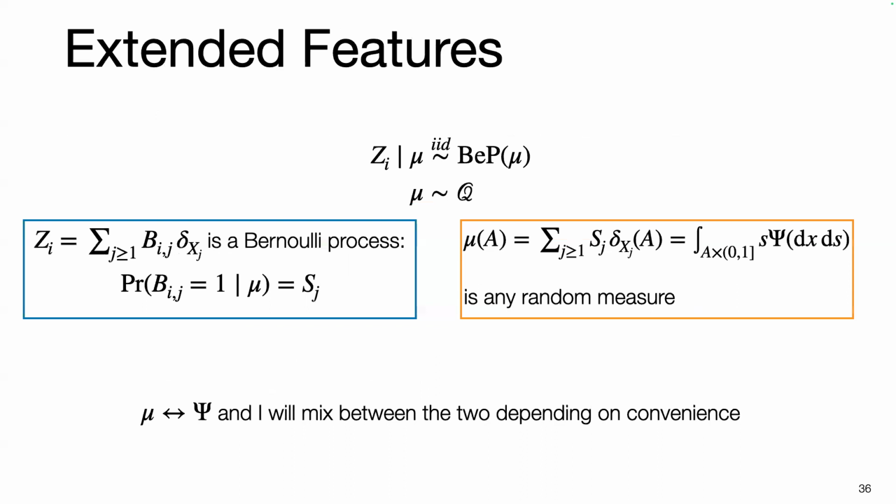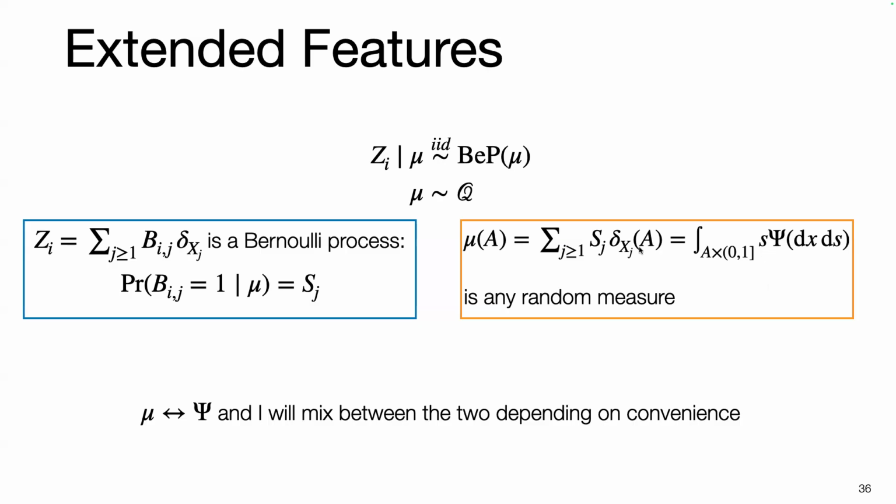And to answer this question, we set ourselves in the extended feature framework, where the likelihood is just as before. And for the prior, we simply assume that mu is an almost surely discrete random measure with jumps between 0 and 1. So this means that mu can be written as a functional of a point process psi, which collects the feature labels xj and the jumps sj. And of course, these two objects are in one-to-one correspondence, and it's likely that I will mix between the two when presenting our results.